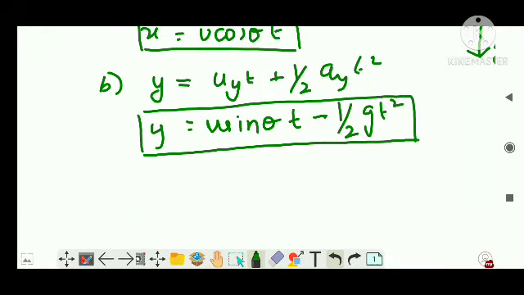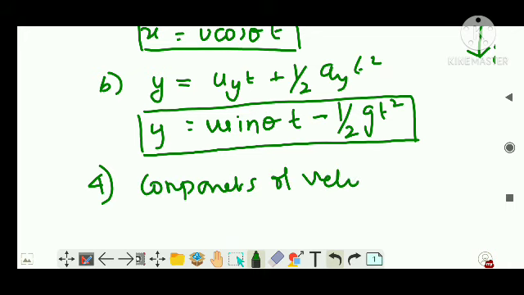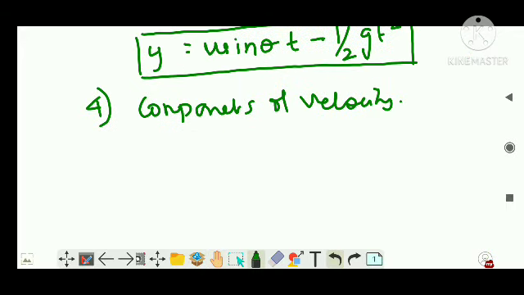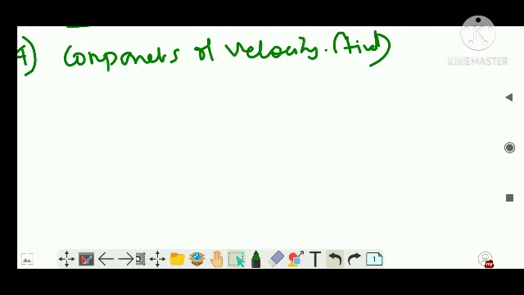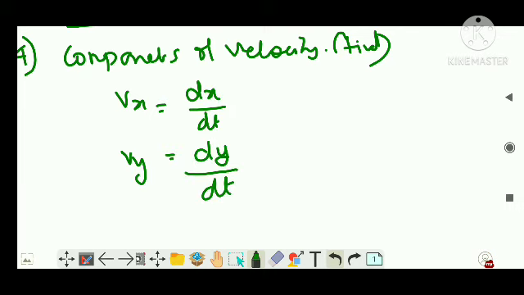Now I will write 4. Now you are asked components of velocity. Components of velocity means you are asked what is Vx and Vy, the final velocity. Now, what are the components of velocity? Vx, and then there is Vy. What is Vx? That is rate of change in displacement in x direction. And Vy is the rate of change in displacement in y direction respectively.